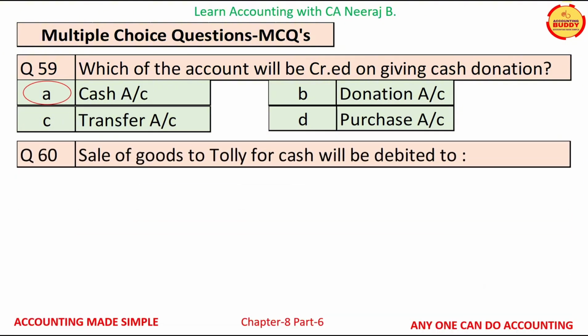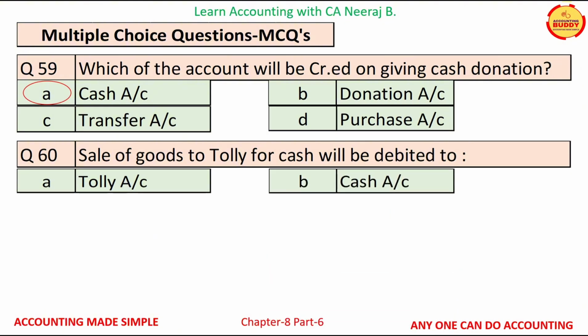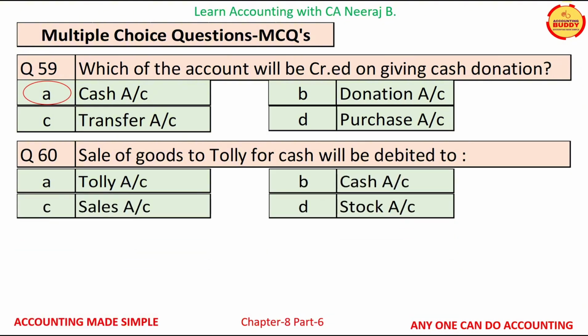Question number 60. Sale of goods to Tolly for cash will be debited to: option A, Tolly account; option B, cash account; option C, sales account; and option D, stock account. The correct answer is B, cash account.